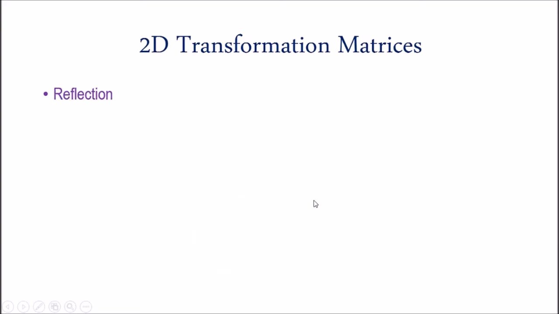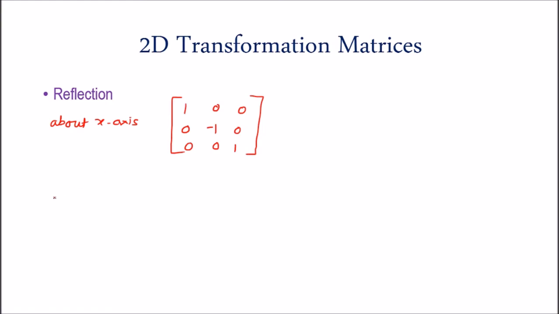Similarly we have discussed reflection, and there are various types of reflection: about the x-axis, about the y-axis, about y is equal to x, about y is equal to minus x. So those matrices we have discussed. Suppose about the x-axis, the x coordinate will remain the same and y will change, so the matrix is 1 0 0, 0 minus 1 0, 0 0 1.